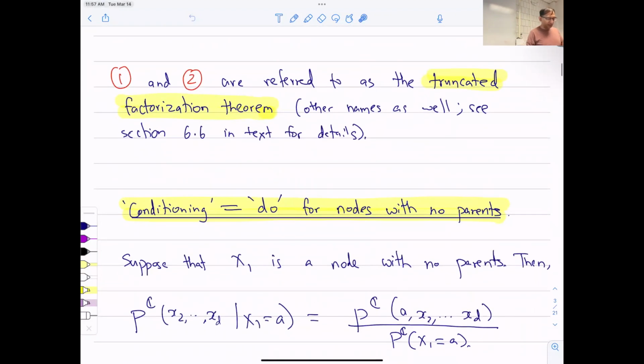Next thing I want to prove is conditioning equals do for nodes with no parents. But I have only 3 minutes left. So I think this is a good place to stop. And we'll continue from here tomorrow. Thank you.